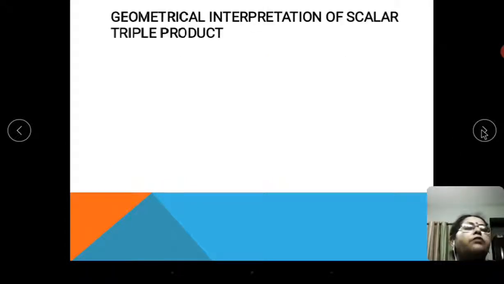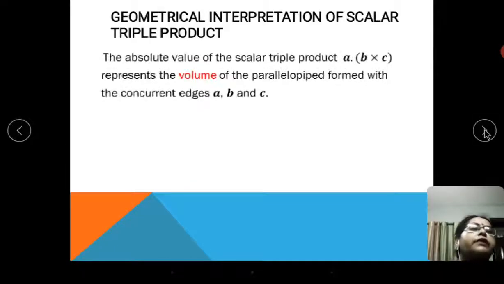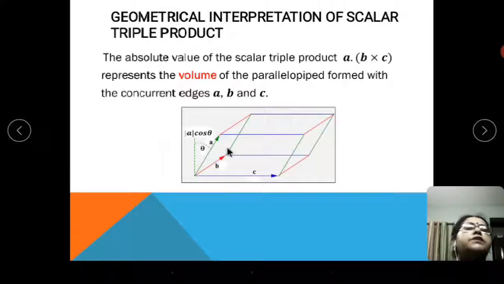Okay, and now we will go over to the geometrical interpretation of scalar triple product. So what is that? This is a very interesting result, that the absolute value of the scalar triple product A dot B cross C represents the volume of the parallelepiped formed with the concurrent edges A, B and C. So how it happens? Let us see with the help of this figure.